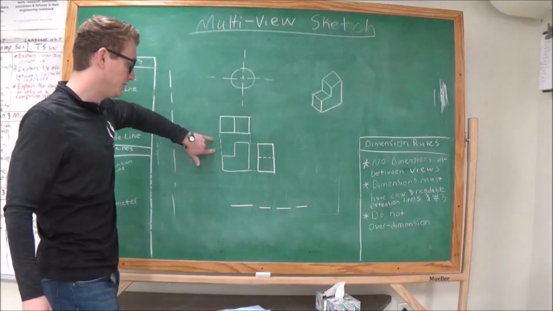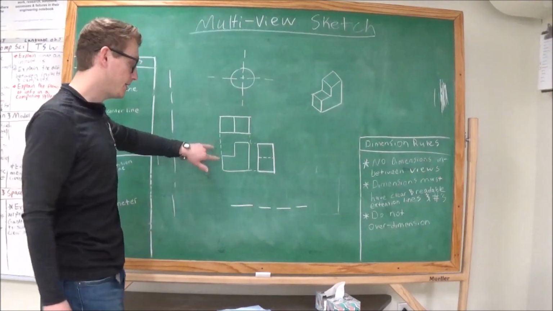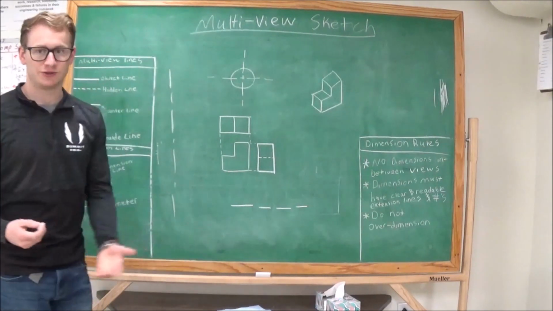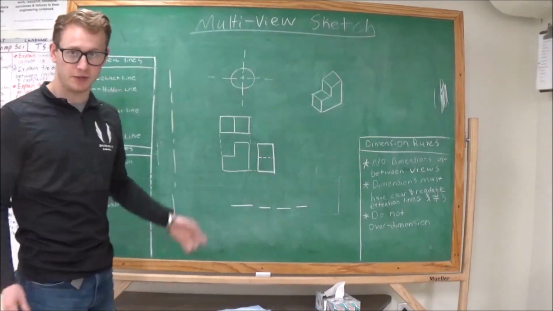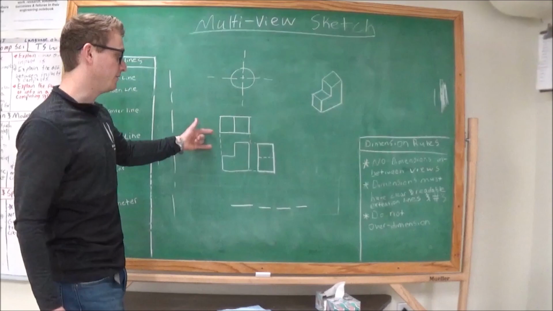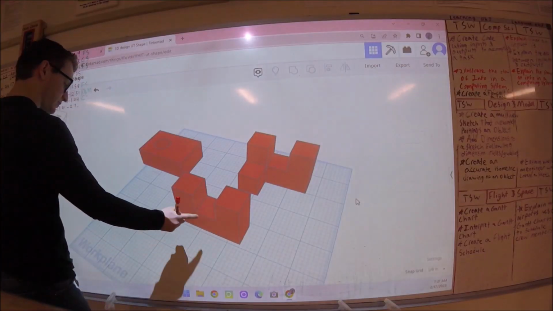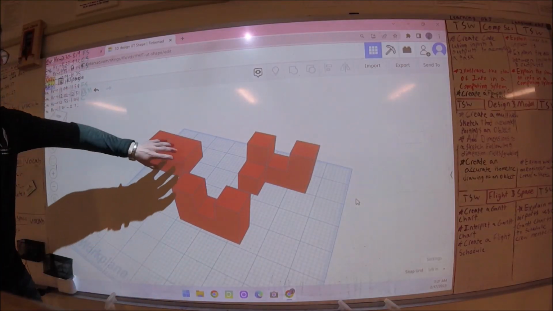Lastly, you're also going to notice there are some dashed lines in between the views. Those aren't necessary. When you're just starting off, I'm going to say go ahead and draw them. Those are our guidelines. They help make sure that our views line up. We're going to start with this shape right here. So I'm going to get rid of these guys.